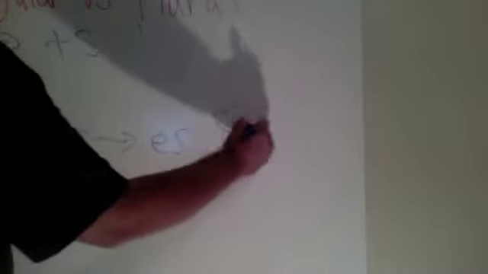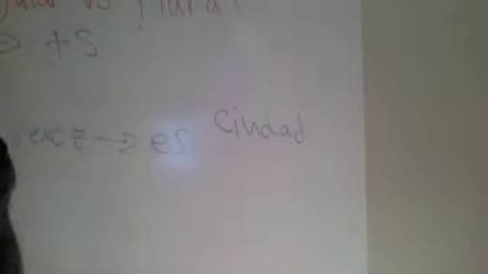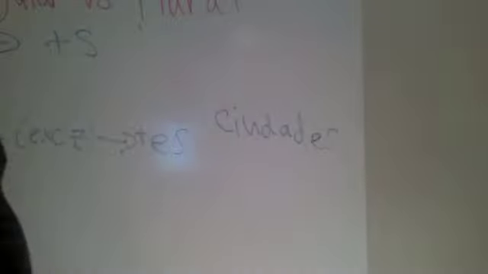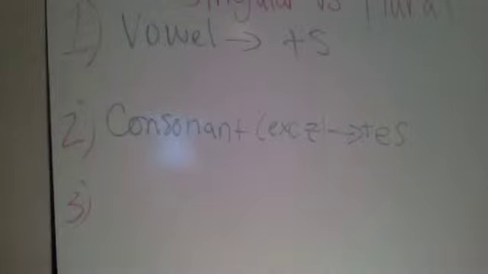Our second rule is, if the word ends with a consonant other than the letter Z, all we do is add ES. Instead of just S, now we have ES. So for example, the word for city is ciudad. It ends in a consonant and it's not a Z. Our rules say we add ES. Ciudades.